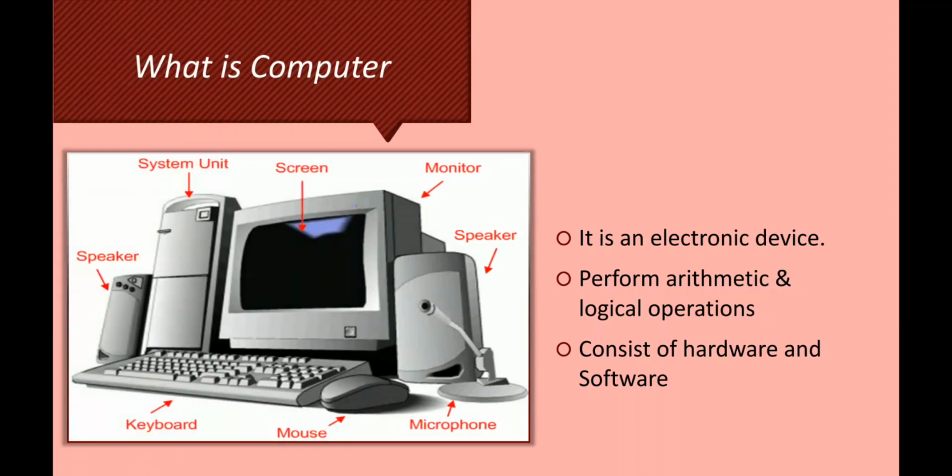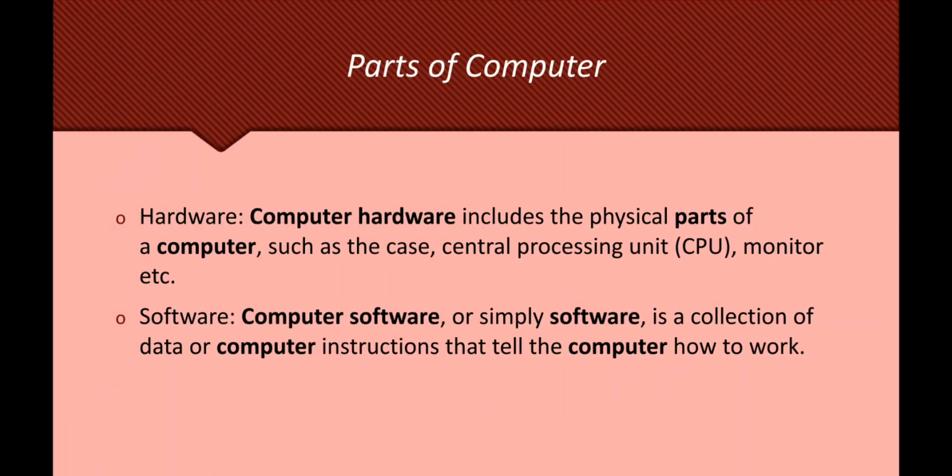Next one is, again we know that it is an electronic device. It performs logical and arithmetical operations, and it consists of hardware and software. So what is the computer made up of? A computer system is made up of two parts. First one is hardware and second one is software. So we know that there are two components of the computer, the hardware and the software, right?